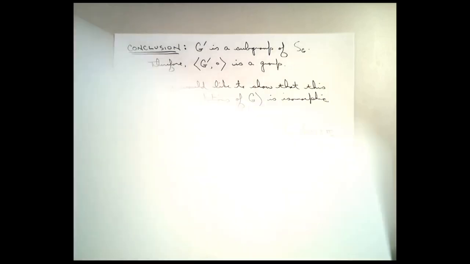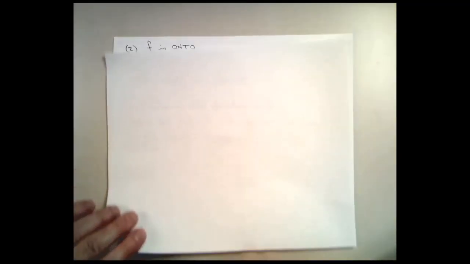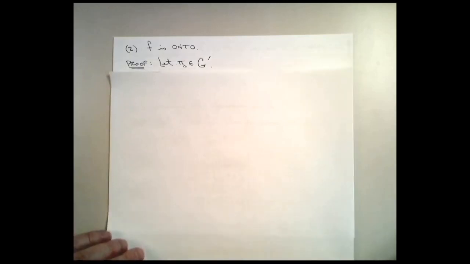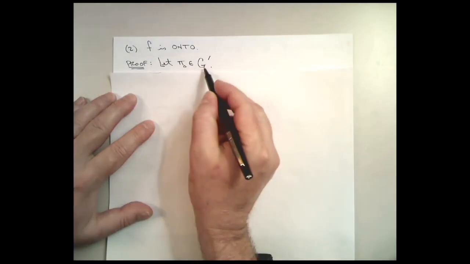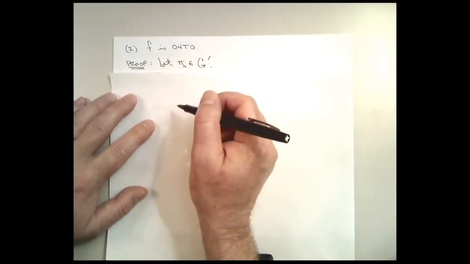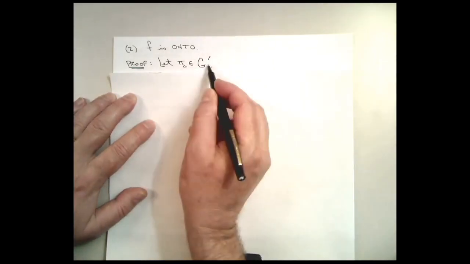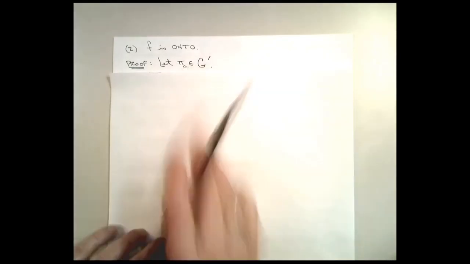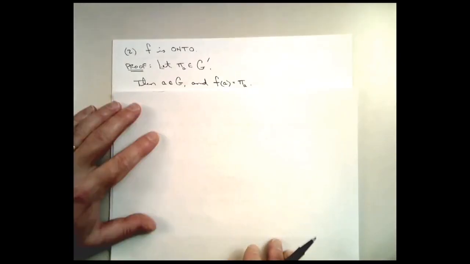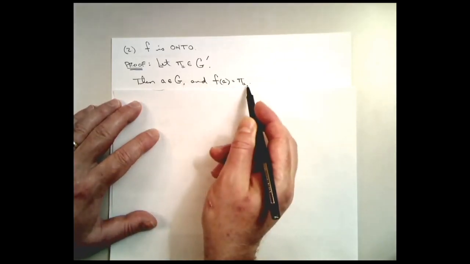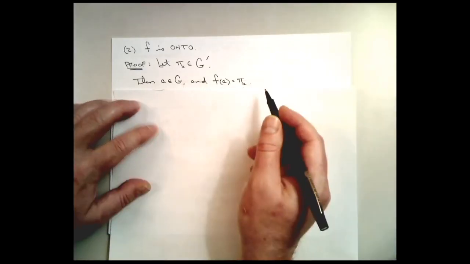Is it onto? This is particularly simple, right? Again, you show something's onto by picking something out of your codomain and proving that there is something in your domain that maps to it. But if pi sub A is in the codomain, well, that means that A is an element of G. But by definition of our function, f of A is pi sub A. So we're done, right? F is in fact onto.